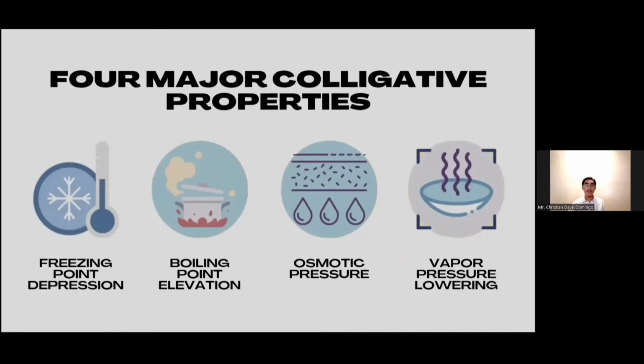The third colligative property is osmotic pressure. It is a colligative property of solutions that is observed using a semi-permeable membrane, a barrier with pores small enough to allow the solvent molecules to pass through but not solute molecules or ions. Fourth is the vapor pressure lowering. The vapor pressure of a solvent in a solution is always lower than the vapor pressure of the pure solvent. The vapor pressure lowering is directly proportional to the mole fraction of the solute. Next slide.